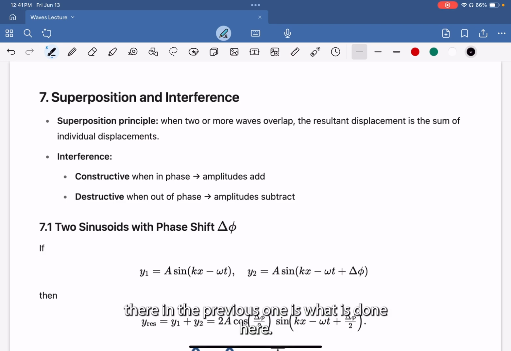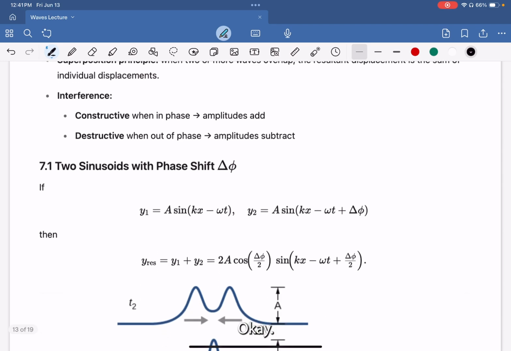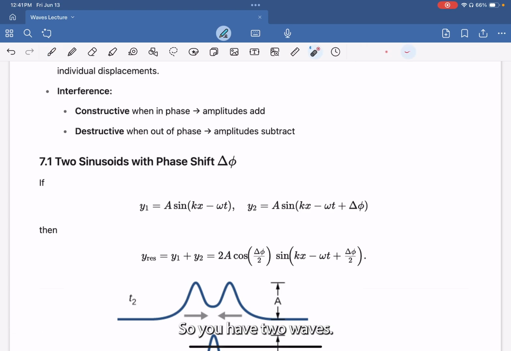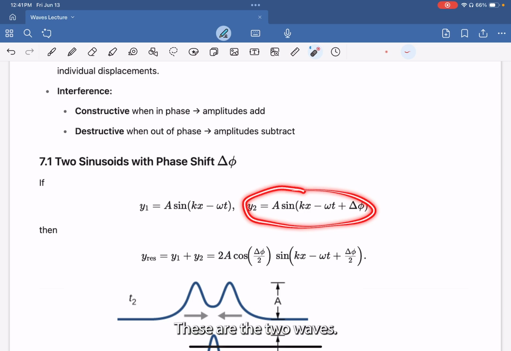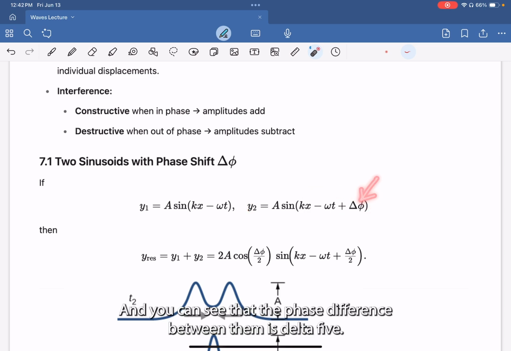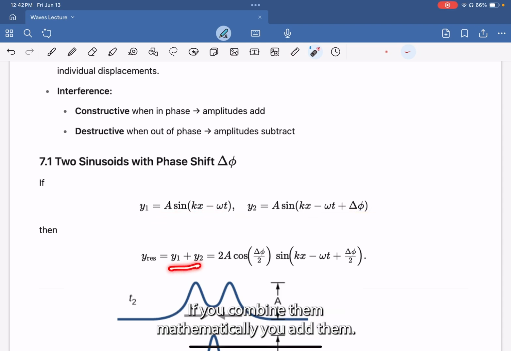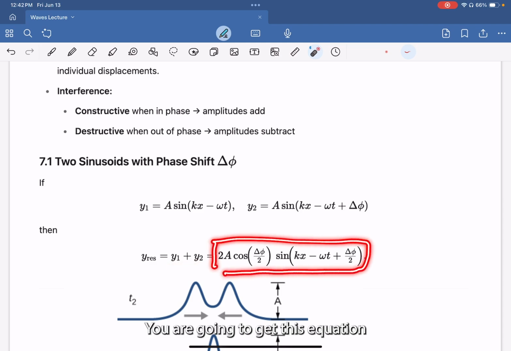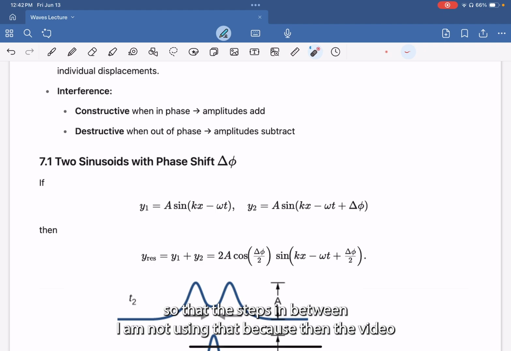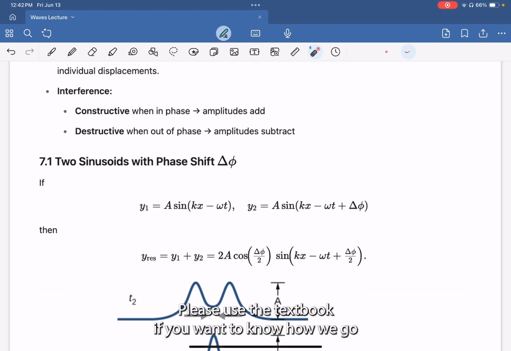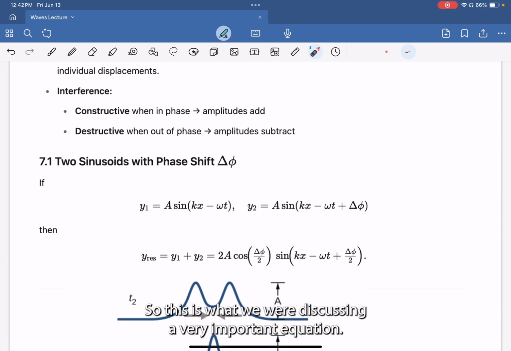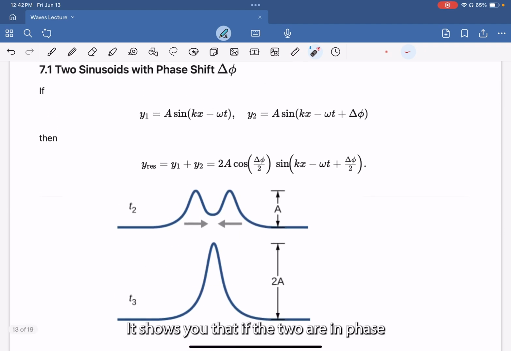Now, whatever I showed you in the previous one is what is done here again. So, look at that. You have two waves, and you can see that the phase difference between them is delta phi, because this wave doesn't have that one, this one has. If you combine them, mathematically you add them, you are going to get this equation. The steps in between, I am not using, because then the video will become like 5 hours. Please use the textbook if you want to know how we go from that to this end product. So this is what we were discussing. A very important equation. It shows you that if the two are in phase, that means delta phi is 0, then the amplitude becomes double.